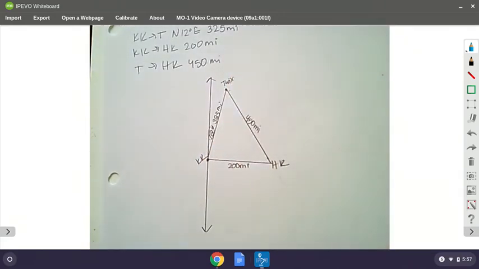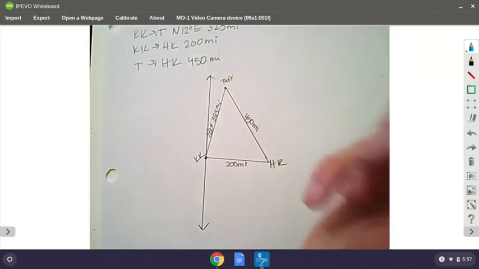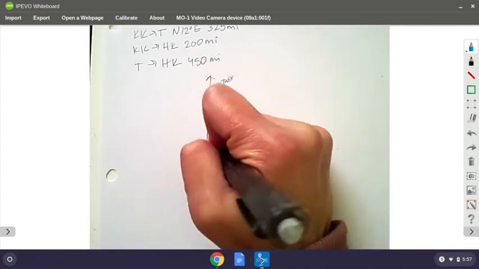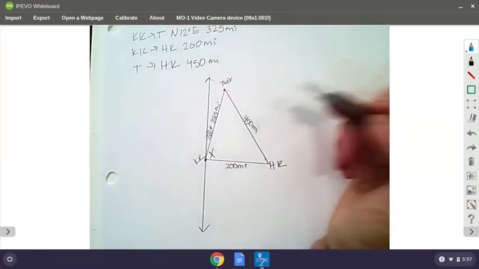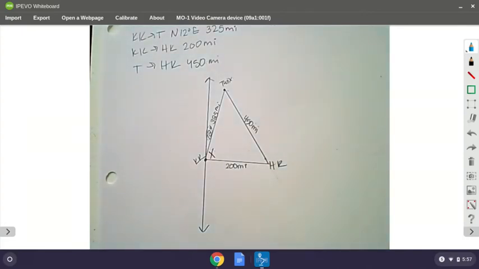Okay, so what we have to do here, notice again, we only know this 12-degree angle. We don't know any of the other angles because we weren't given any other bearings. So what we're going to do is find all of these angles. I'm going to find this one first, using the 450, and I'm going to do law of cosines. So I'll show you the work real quick for that.